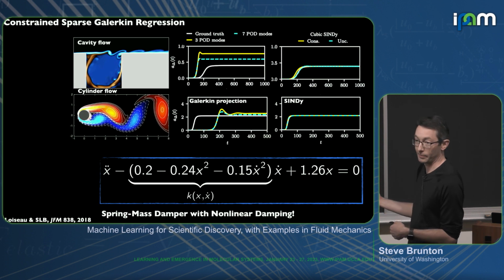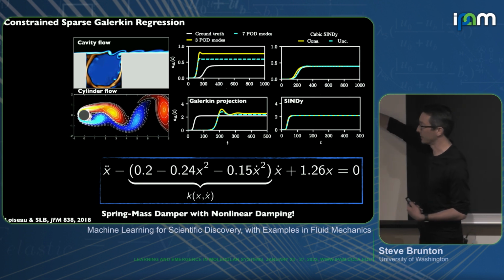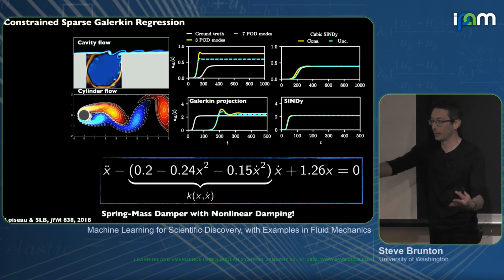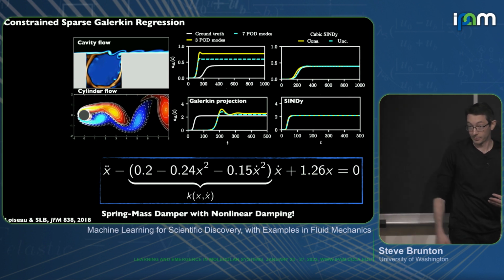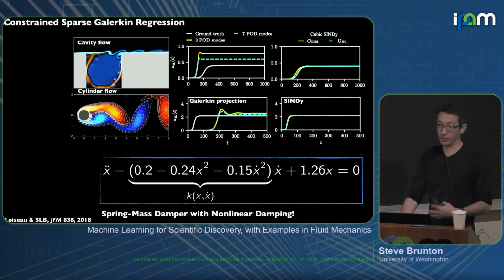This is the simplest model that's been written down and the most accurate model that's been written down for the cylinder flow. And it's because of sparsity, right? So accuracy is great, but sparsity is the key here because we can communicate and understand and discuss what this model is doing. Okay, you can't do that easily with a Galerkin model.